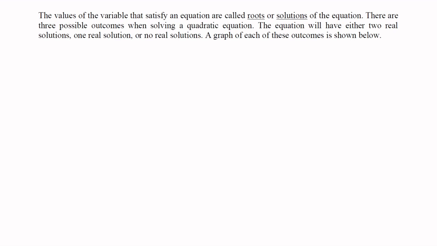There are three possible outcomes when solving a quadratic equation. The equation will either have two real solutions, one real solution, or no real solutions. A graph of each of these outcomes is shown here. So here's a graph showing that the parabola crosses the x-axis 2 times. That gives us two x-intercepts, which are also called our roots or solutions, also referred to as our zeros. So we have two real solutions.